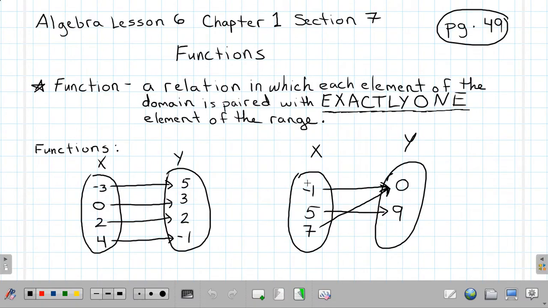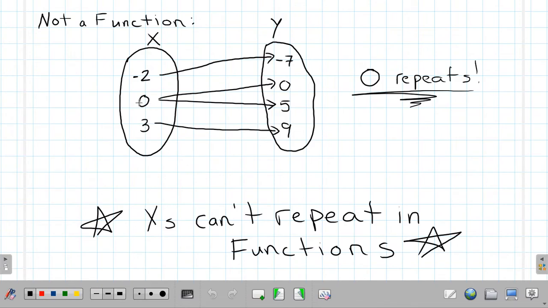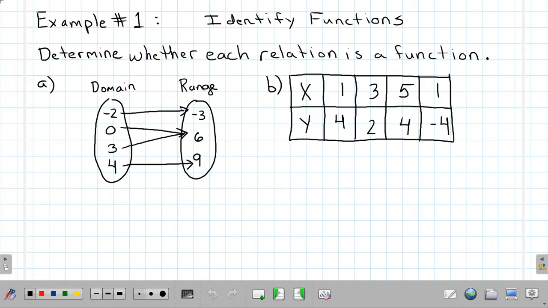So that tells us 0 is paired with both 0 and 5. Over here, we've got -1 is paired with 0 and 7 is paired with 0. Once again, we're focusing on the x here. This x is only paired with one y. This x is only paired with one y. This x is actually paired with two y's, so that means it is not a function. So x's cannot repeat. Let's go ahead and look at example 1.